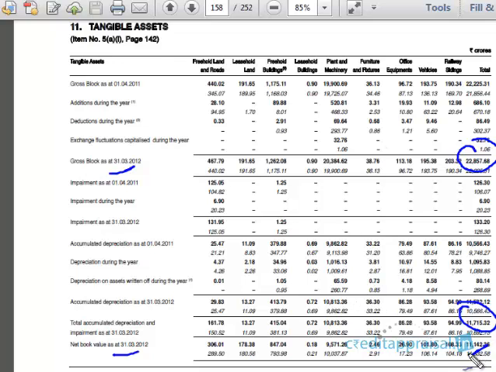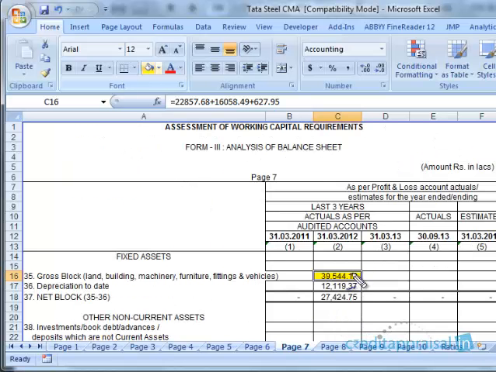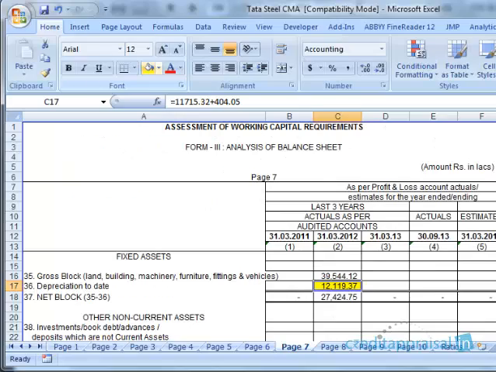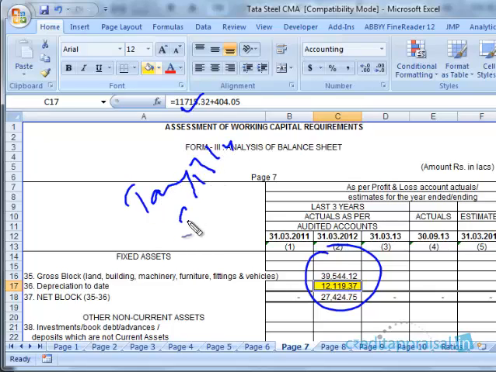Okay, so let us put these two entries in the same data: gross block and accumulated depreciation. 22857. This is the gross block, and also let us make the entry for accumulated depreciation 11715. So this is accumulated depreciation. So relating to the tangible part, we have made the entries for gross block and accumulated depreciation. Okay, these are the two entries.